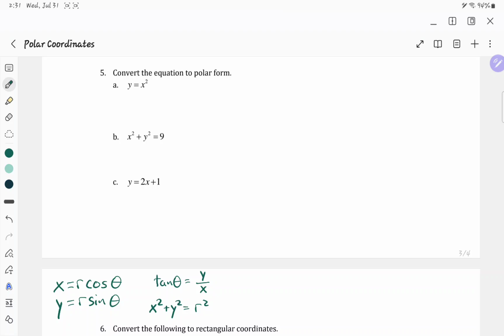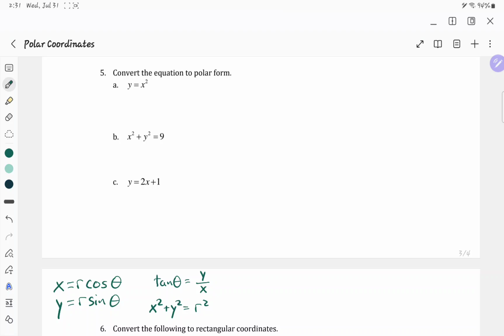This is going to be sort of the easier direction to go in, because a lot of times for these you'll just plug in for the x and y, that r cosine theta, r sine theta. You might have to do a little bit of work after that to get it into r equals, but this is generally what you want to do.